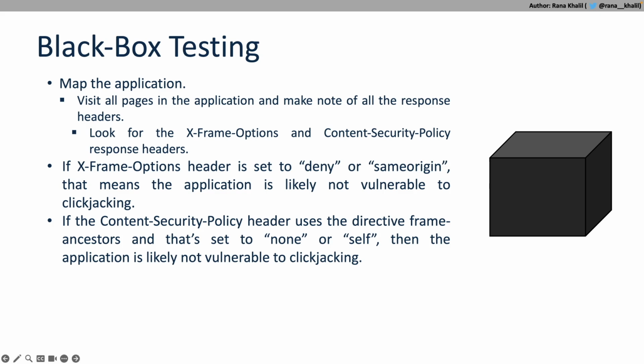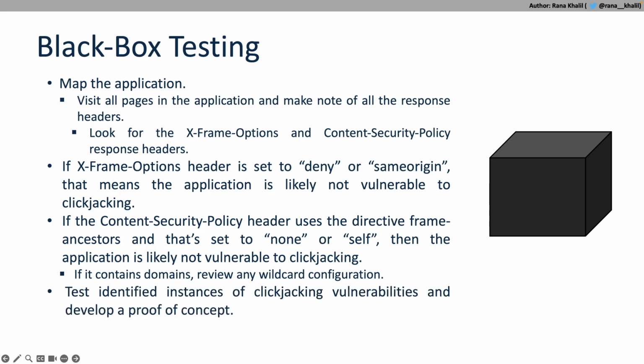Now, the thing to make note of when it comes to the frame-ancestors directive is that it allows you to set specific domains that are allowed to frame the content of your application, and it does support wildcard characters. So it's really important to review that configuration and ensure that it's not set too loose and it doesn't allow random sites to frame your website. Now, if you find any instances where the X-Frame-Options or the Content Security Policy headers are set insecurely or they're not set at all, then the next step is to develop a proof of concept on a page that has an actionable item that could result in a negative impact to the application.